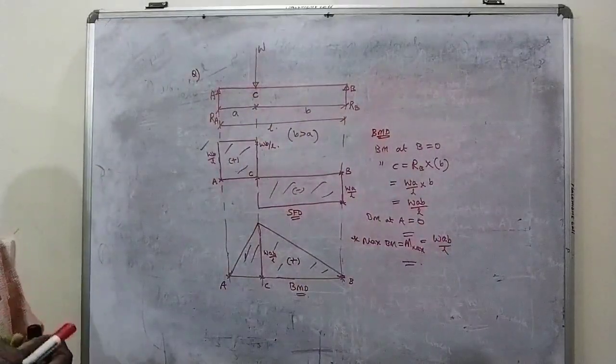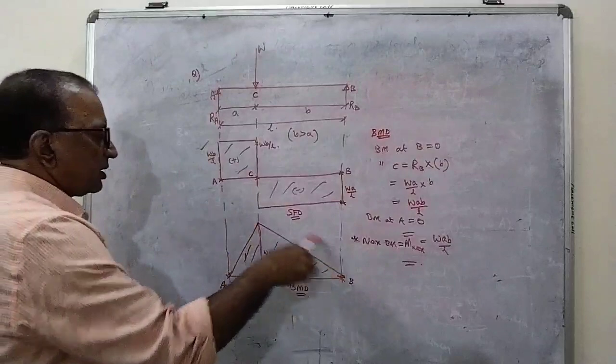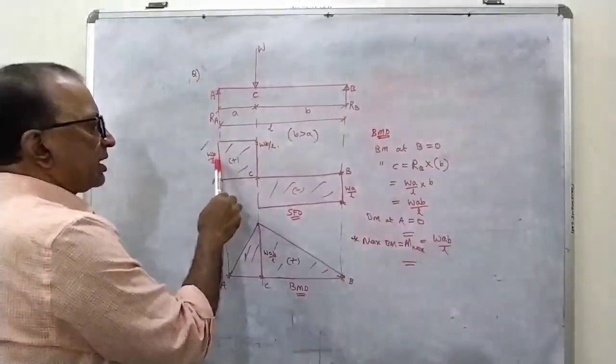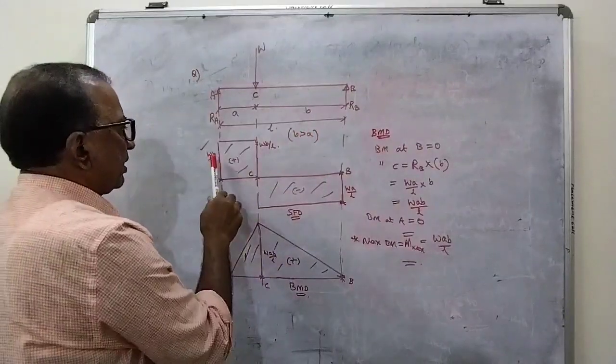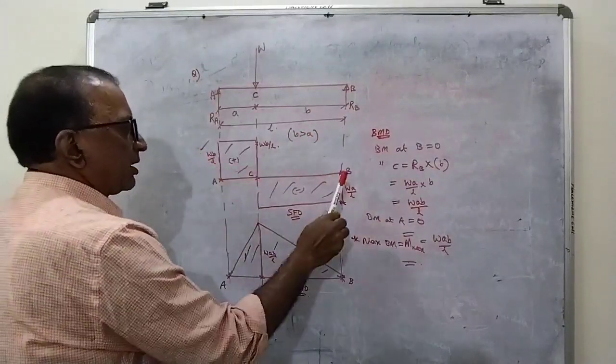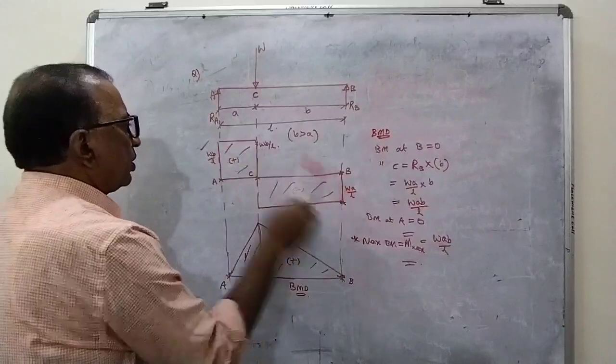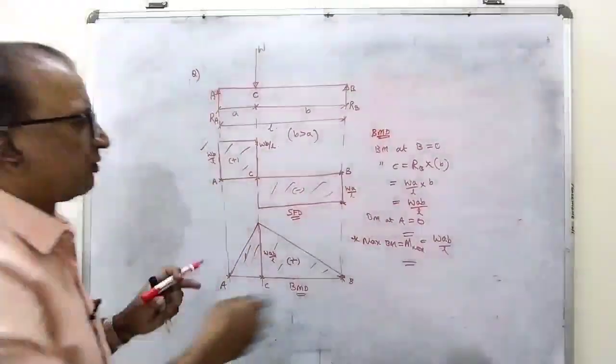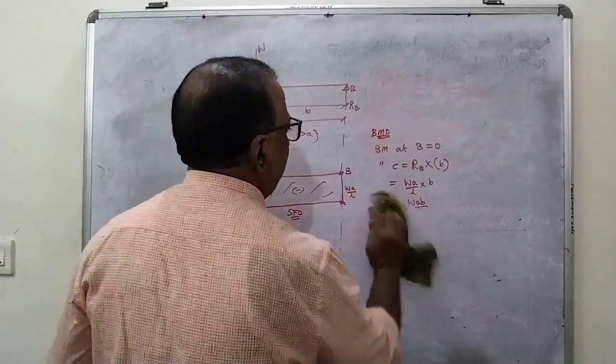This is the maximum bending moment what you are seeing from the shear force diagram and bending moment diagram, and maximum shear force is WB by L since B is greater than A. Either it should be WB by L or WA by L. But when you compare these two, your B value is greater. That's why WB by L is the maximum shear force out of this, where you got it at support A.